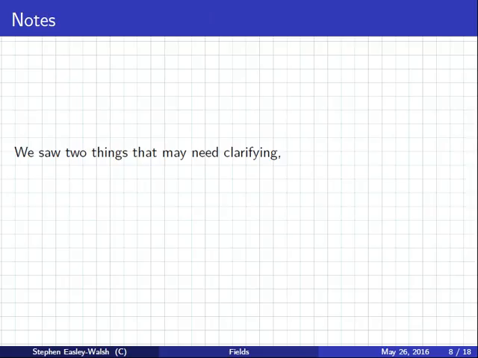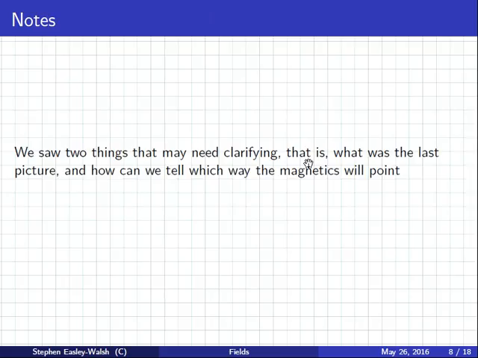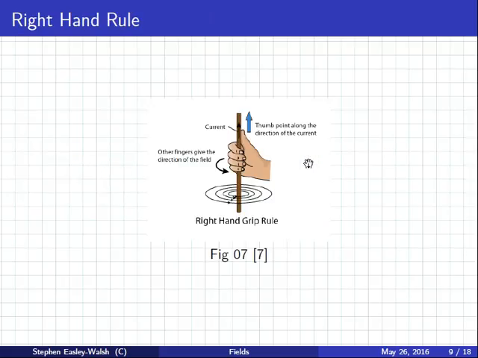So, we saw two things that made me clarify, and that is, what was the last picture? Well, I've already talked about that, so I don't need to say that. It's called the right-hand grip rule that we were saying earlier. I don't expect you to draw this, it's a bit hard to draw. But could you at least, for your notes, write down the name of the rule beside the picture earlier? Right-hand grip rule.